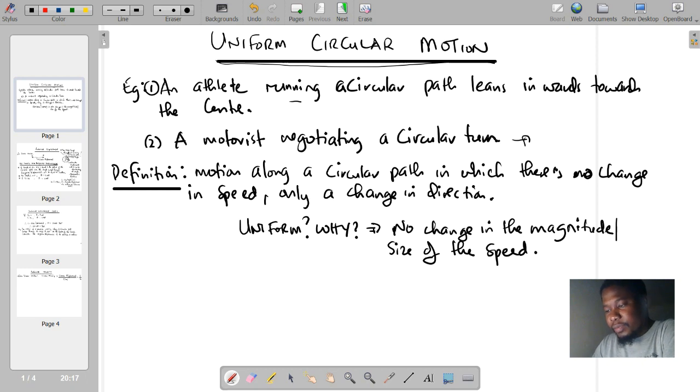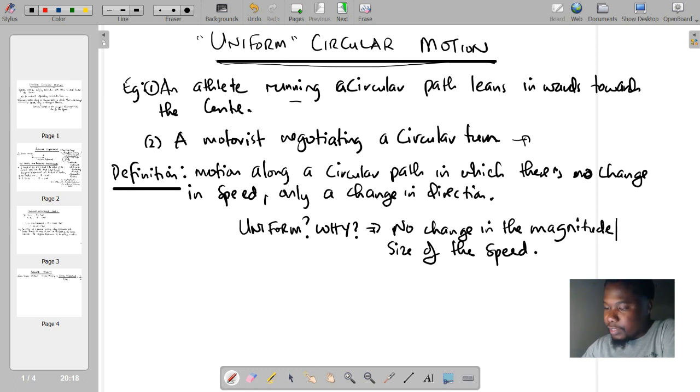Now, what is uniform circular motion? The thing I want you to take note of in this phrase is the word uniform. This means that something has to stay constant in this type of motion. That's why it's called uniform circular motion. When you progress to college, you will cover something called non-uniform circular motion, but at this level, we only look at uniform.